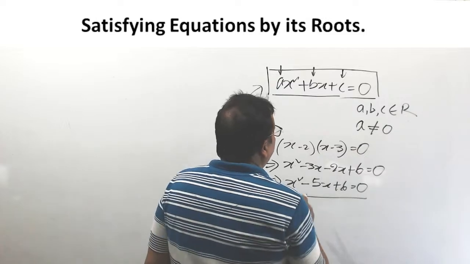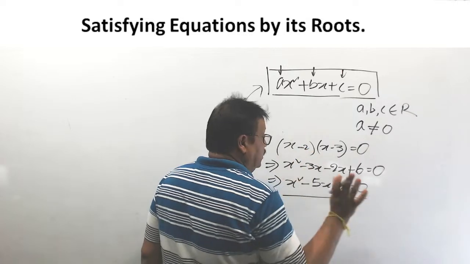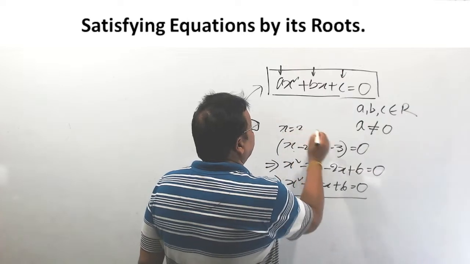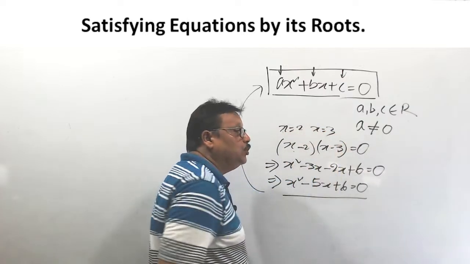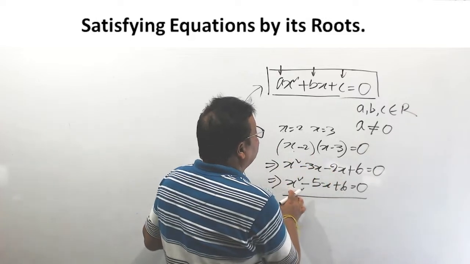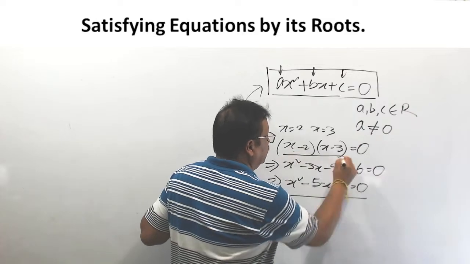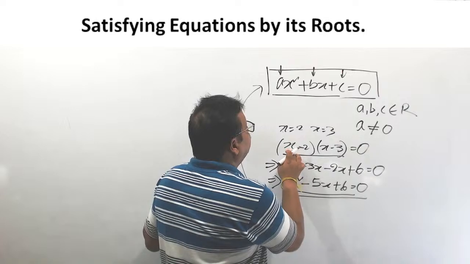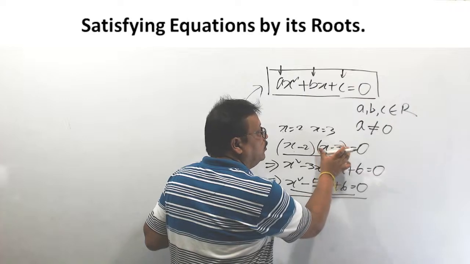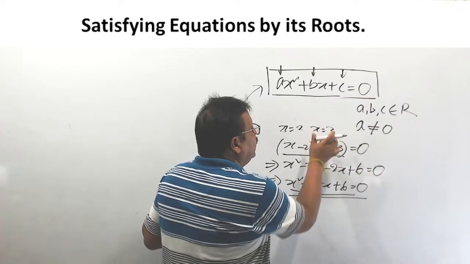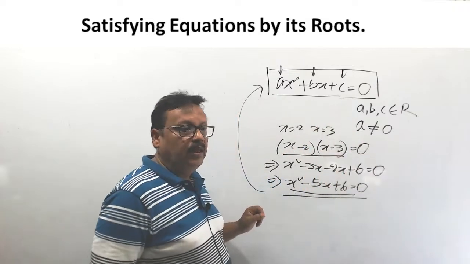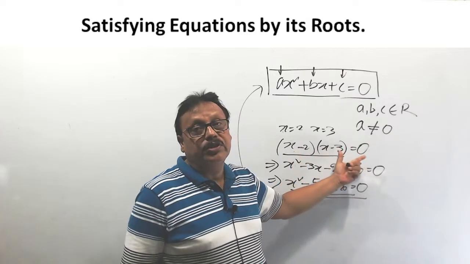Now see, first of all, what are the roots? One is x equal to 2. Another one, x equal to 3. These are the two roots of this equation. Now, if you put x equal to 2 here, 2 minus 2 equal to 0, and 0 into this is equal to 0. If you put x equal to 3 here, the other factor is not equal to 0, but 0 into it is equal to 0. That means satisfying the equation.